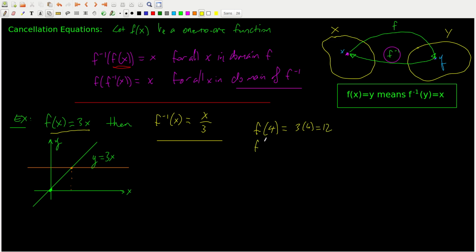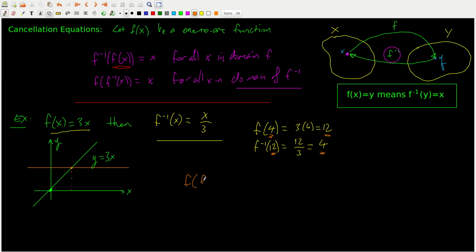And the idea is then we take 12 and put that in the inverse function, and we should get 12 over 3, which is 4. And this behaves exactly like we would expect. f of 4 gives us 12, that means f inverse of 12 must give us 4 back. So that is the right inverse function. It does intuitively what we expect. It undoes the work of the original function.